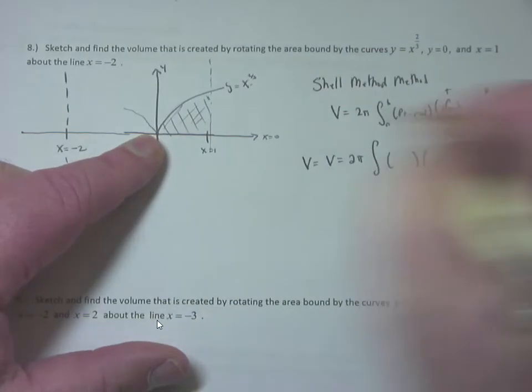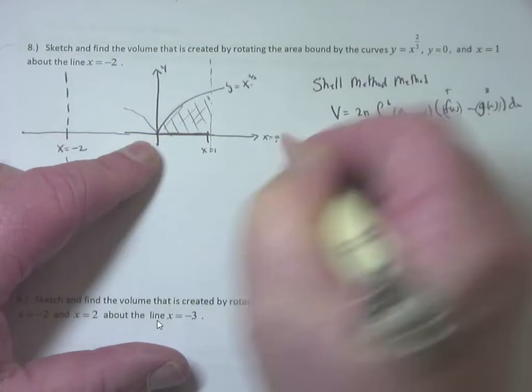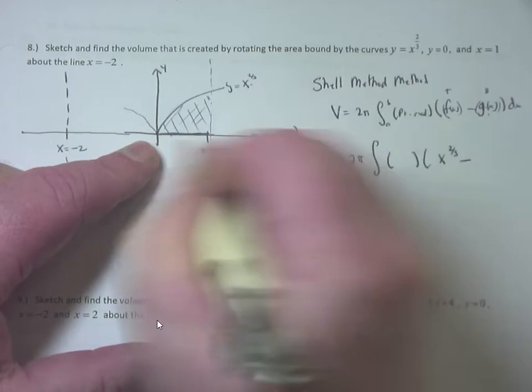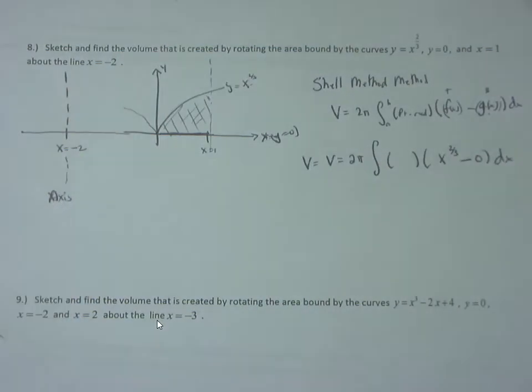Minus g of x is the bottom. The bottom equation is the x-axis, which is y equals 0. Does that make sense? So it's y equals 0, minus 0, dx. The big question is, what is the point radius?